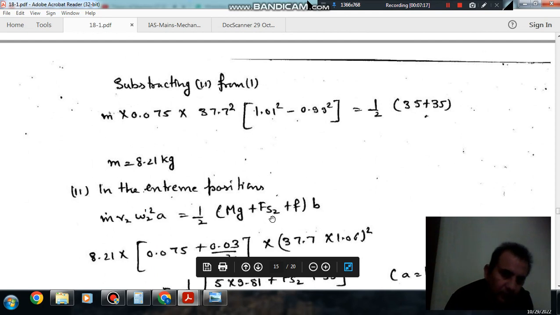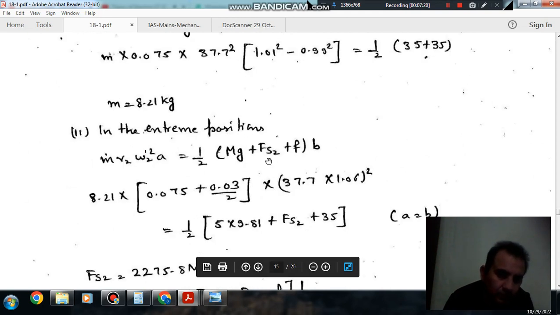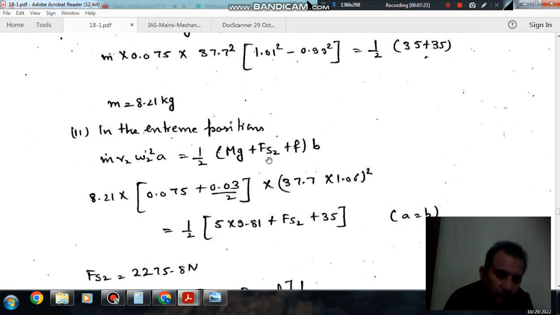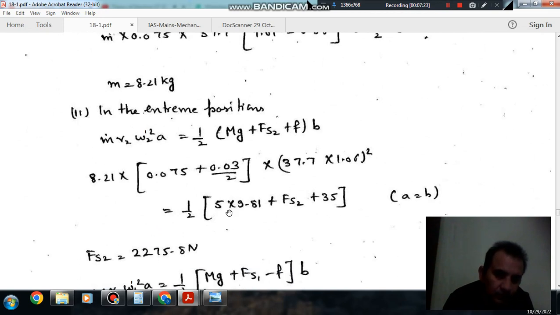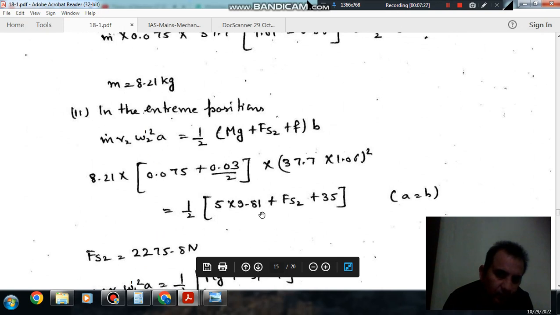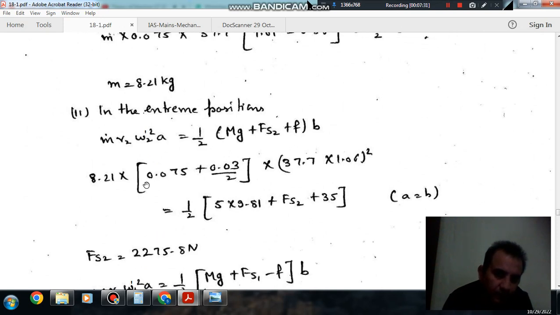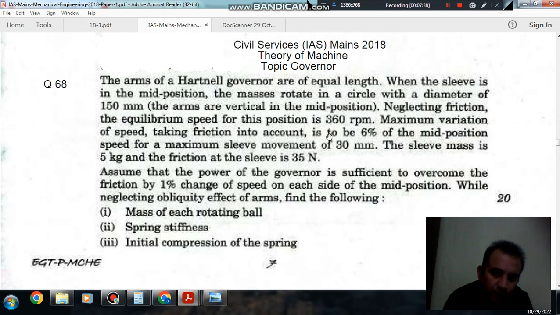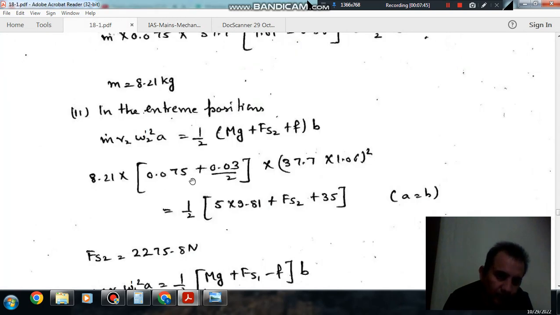And at the position the spring force is Fs2 because position has been changed. There is displacement of sleeve here. Okay, so as 5 into 9.81 and F as 35, A and B will cancel out, and the maximum radius can be found by using that sleeve movement. Sleeve movement is given as 30 mm. So mean radius is 0.075.